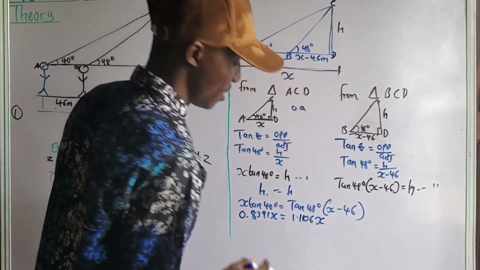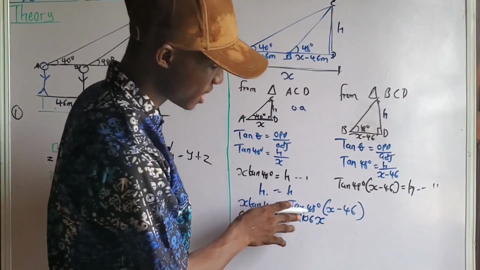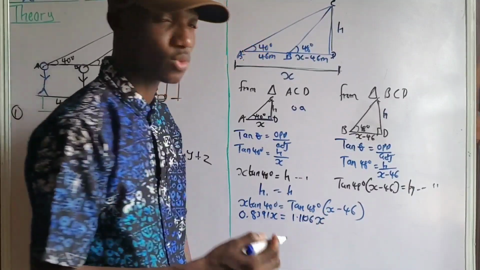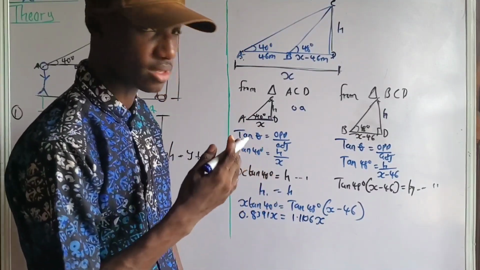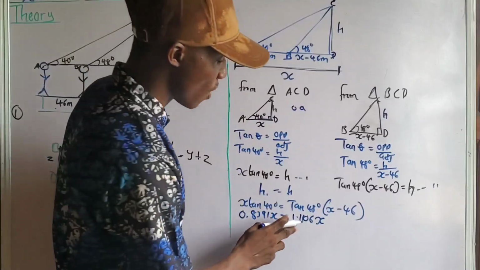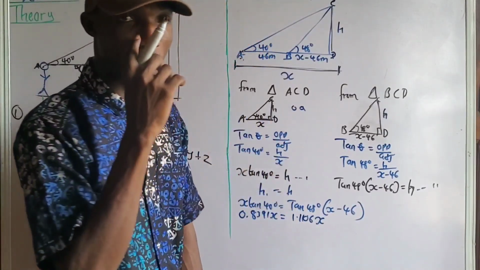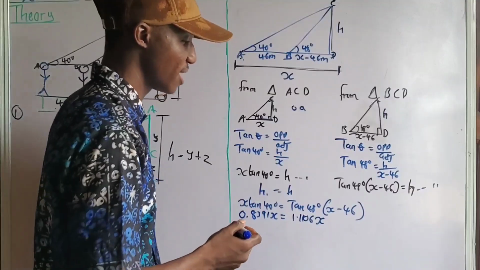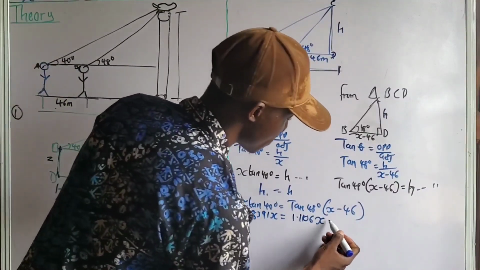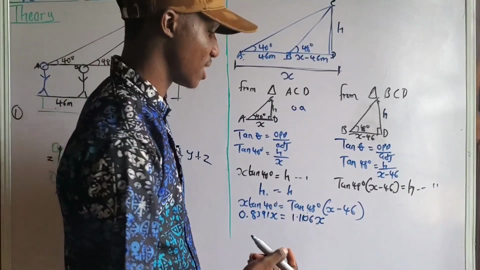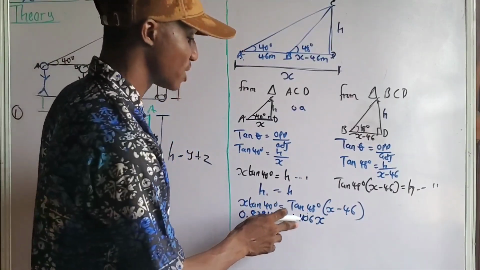1.1106x. Listen to me carefully. Tan 48 degrees is multiplying x, right? So tan 48 degrees multiplied by x, that is x multiplied by tan 48 degrees. And tan 48 degrees is 1.1106. So 1.1106 multiplied by x is 1.1106x. Now, for the second one, we have tan 48 degrees, we also multiply by negative 46. And tan 48 degrees is 1.1106. Okay, let's go.